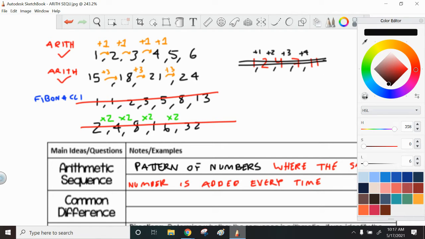So here's the thing. We're talking about literally the simplest possible patterns, where you take a single number and you add it over and over and over again. Okay? It could not be easier. This funky Fibonacci one, nope. This multiplying one doesn't count as arithmetic. This adding the increasing, nope, doesn't count.